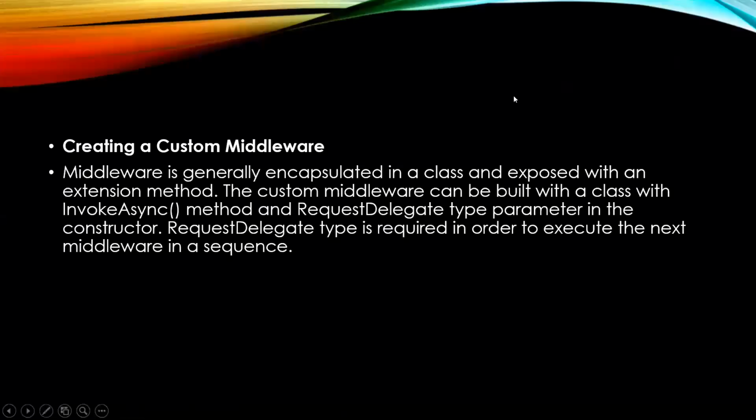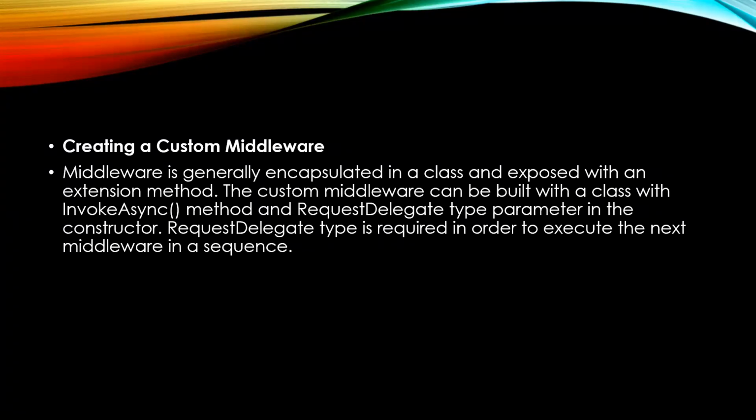Before that, let's try to understand what is meant by custom middleware. A middleware is generally encapsulated in a class and exposed with an extension method. The custom middleware can be built with a class with an invoke async method and a request delegate type parameter in the constructor. The request delegate type is required in order to execute the next middleware in the sequence. So let's see how we can achieve this.